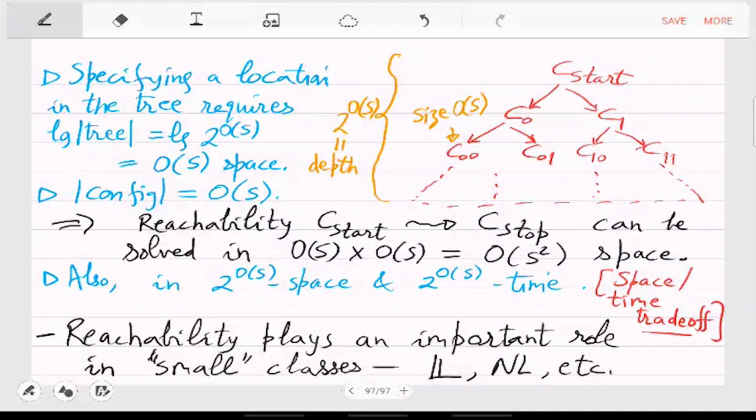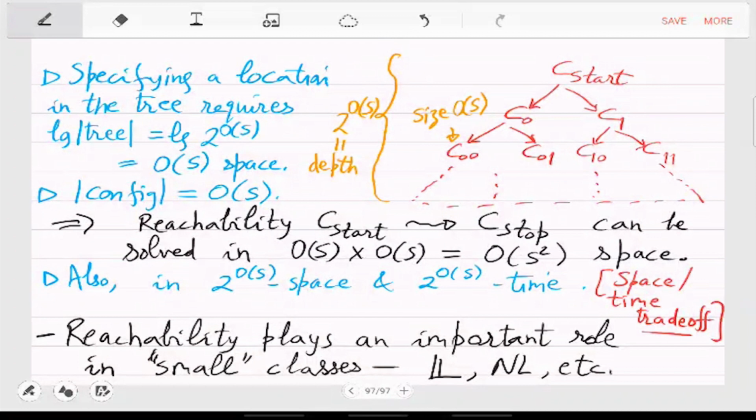Okay. What we have shown above is actually just S space. In S space, sorry, S square space, we can solve reachability. But for S square space, how much will be the time? So time in the worst case can be 2 raised to S square, right? So if you want to reduce the time by increasing the space, that question is the space-time trade-off question for the reachability problem in directed graphs, because this graph is directed.